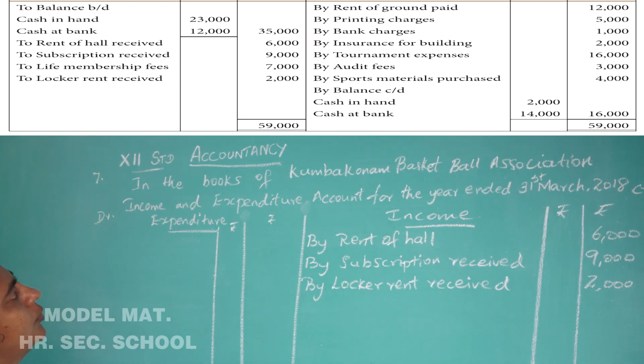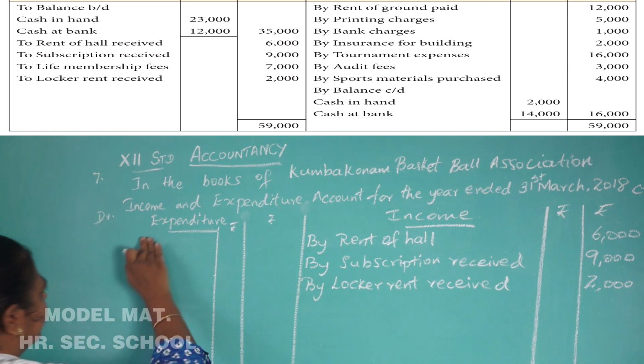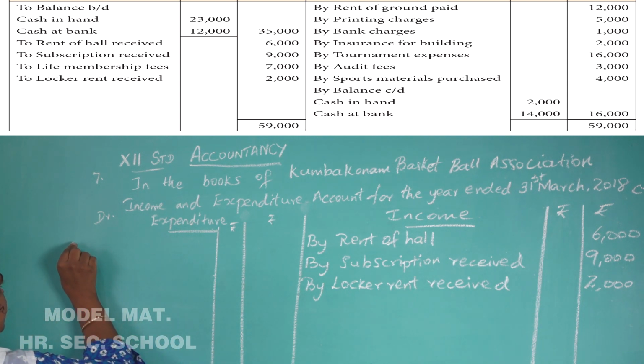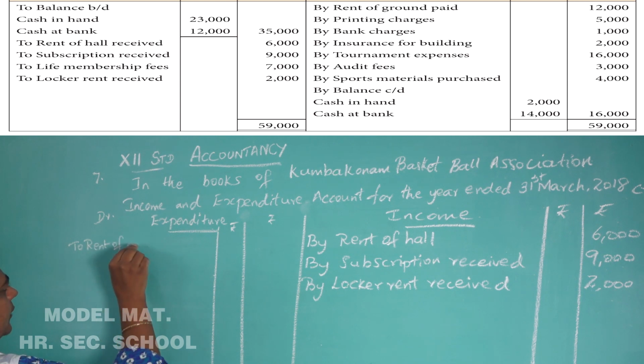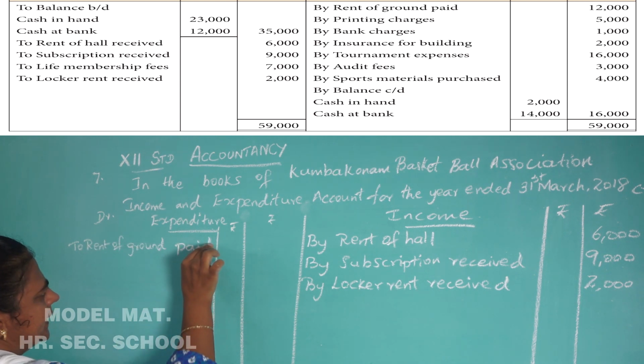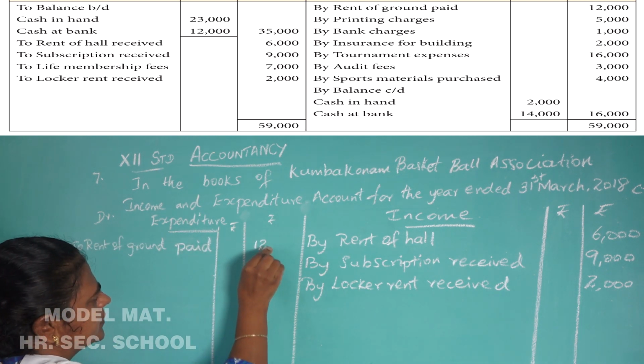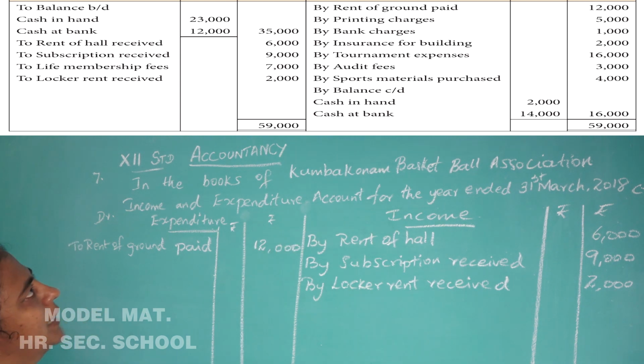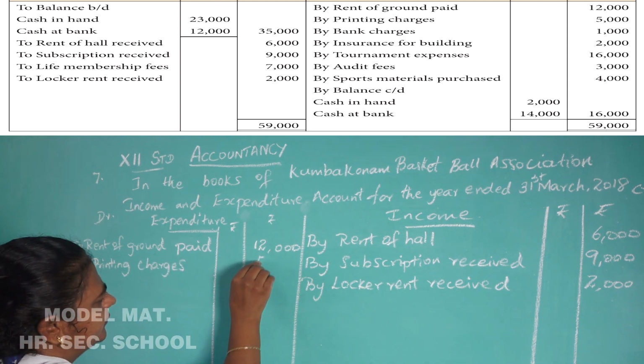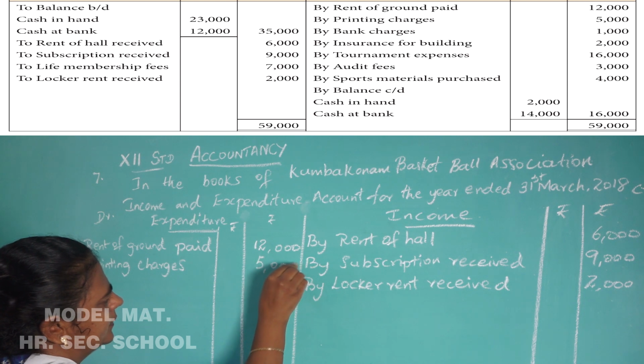By rent of ground paid, 12,000. Rent paid, it's an expense. So write here, to rent of ground paid, it's an expense, that is 12,000. Understood? Next, printing charges, 5,000. That is also an expense. To printing charges, 5,000. It's an expense.